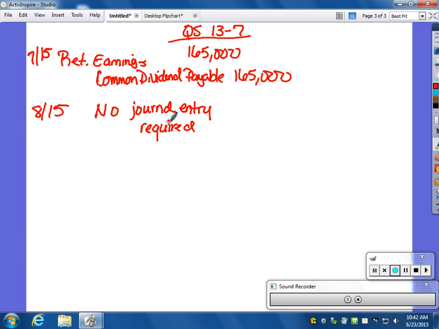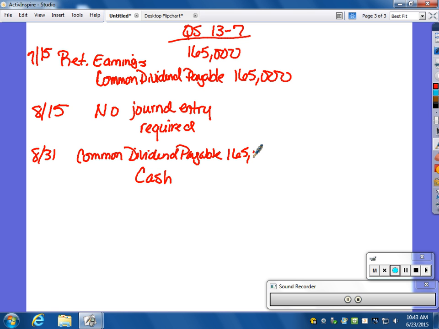And then the next one, August 31st, paid the dividend declared on July 15th. So what do we debit and what do we credit? Debit common dividend payable, and credit cash. How much? 165,000. Okay. Good.